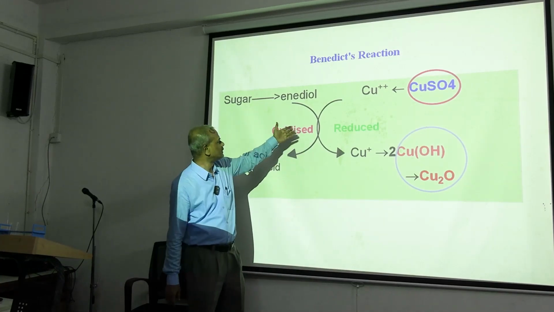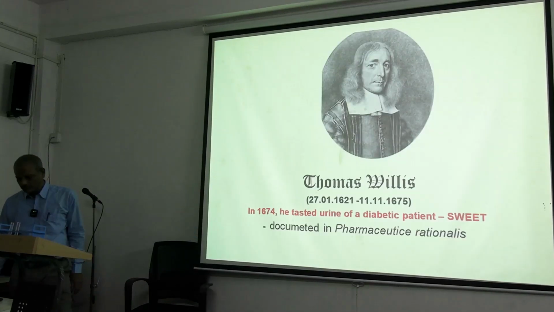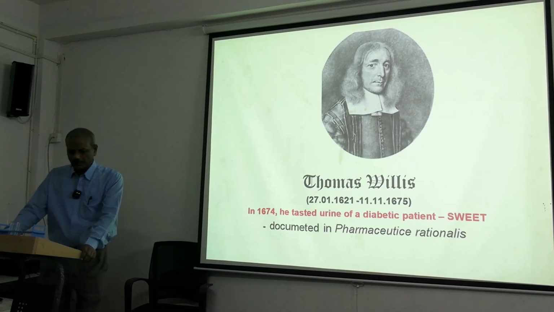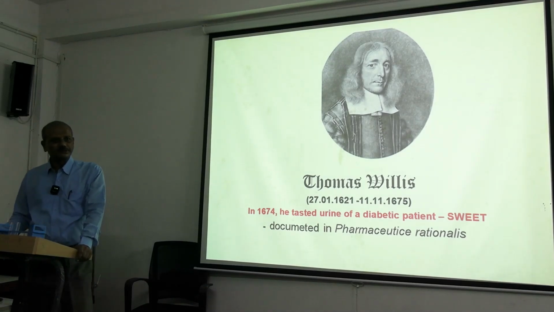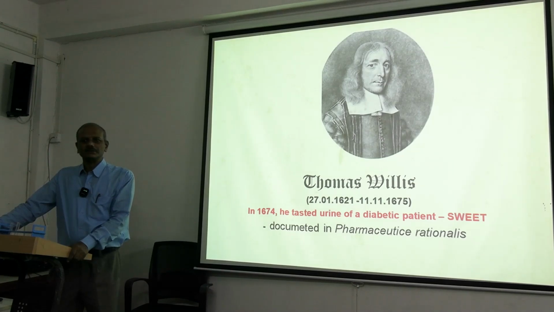So while reduction is going on, the other part, oxidation, will also be there. So again, this is why I am telling this part. See, blood sugar, this disease diabetes, is known almost 1500 before Christ.